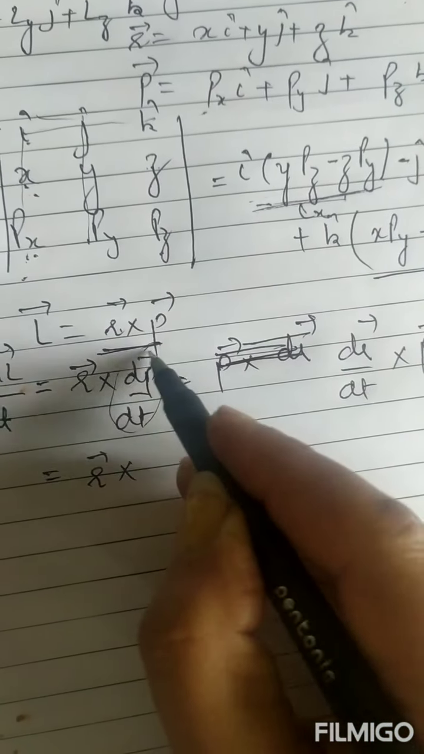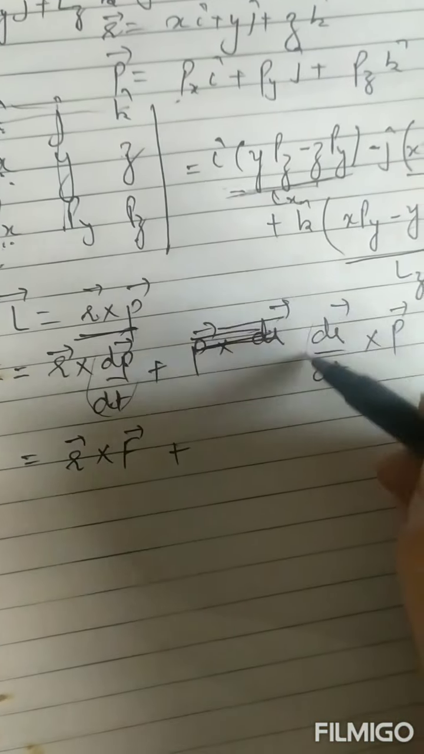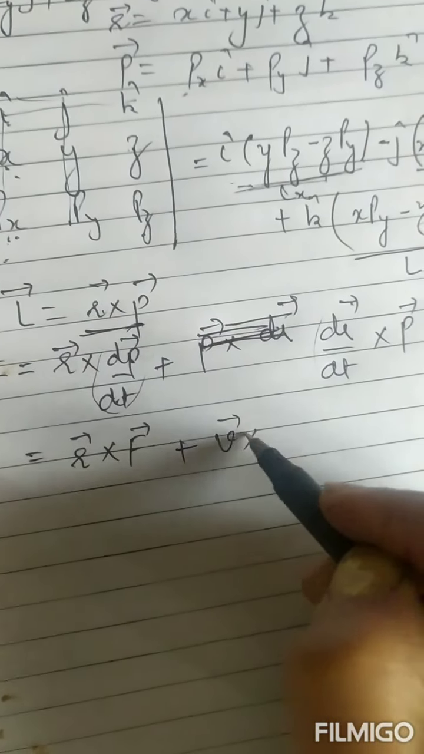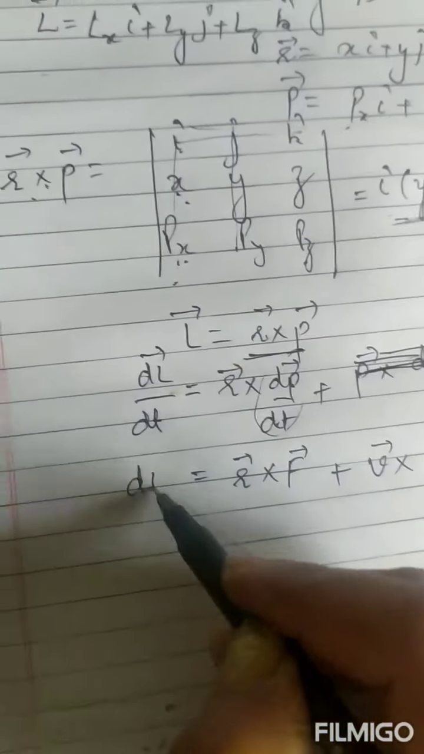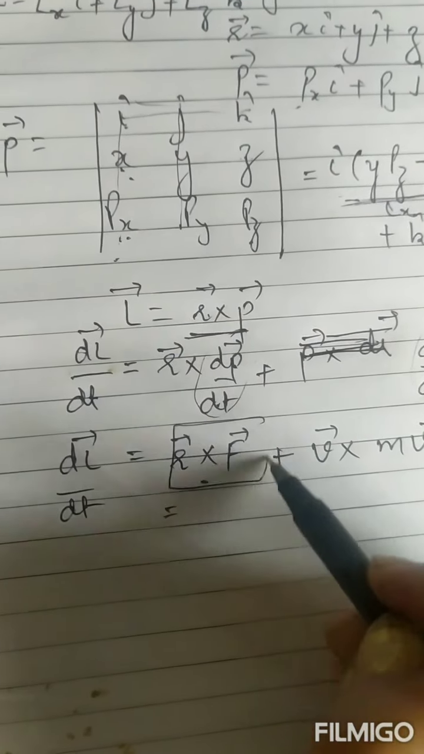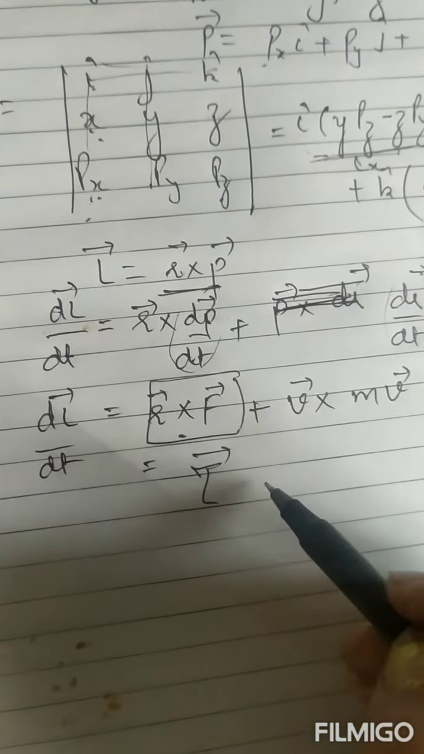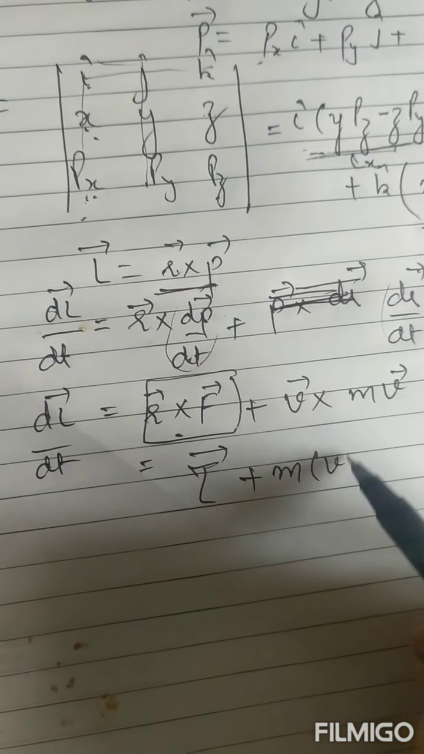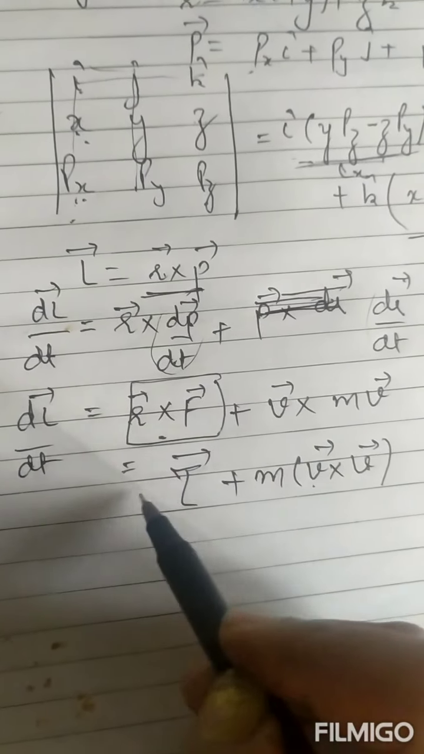Now what is dP over dt? Rate of change of momentum. This is equal to force, plus dR over dt is velocity, cross momentum, that is mass into velocity. This is dL over dt. Now R cross F is the formula for torque. So this is equal to torque, and here mass times velocity vector cross velocity vector. The cross product of a vector with itself is always 0.